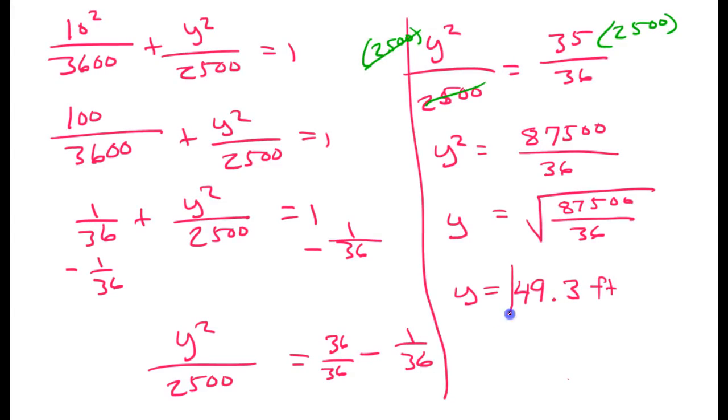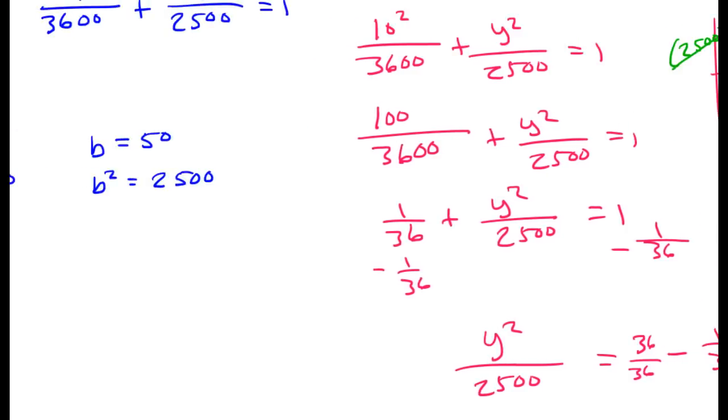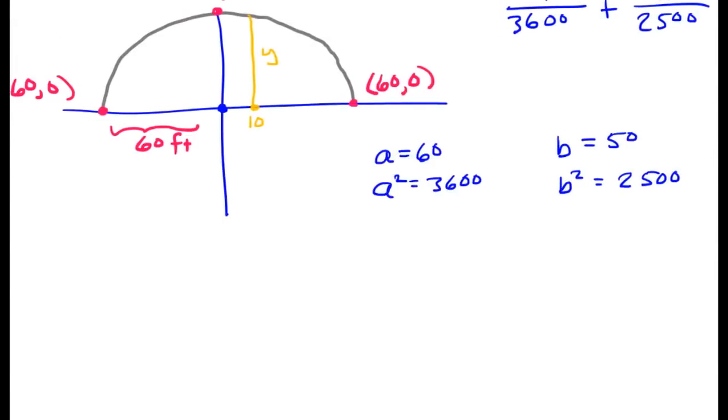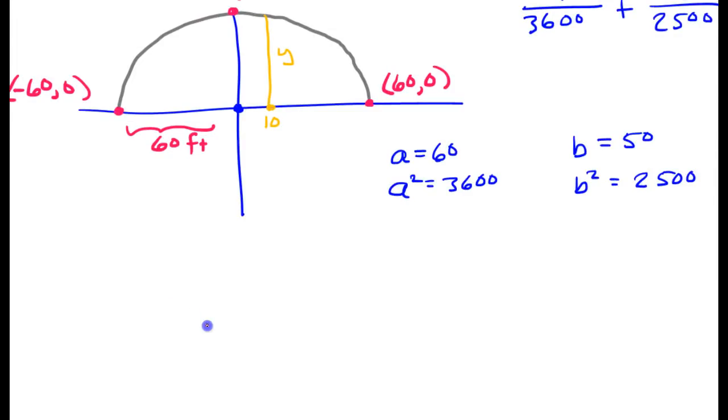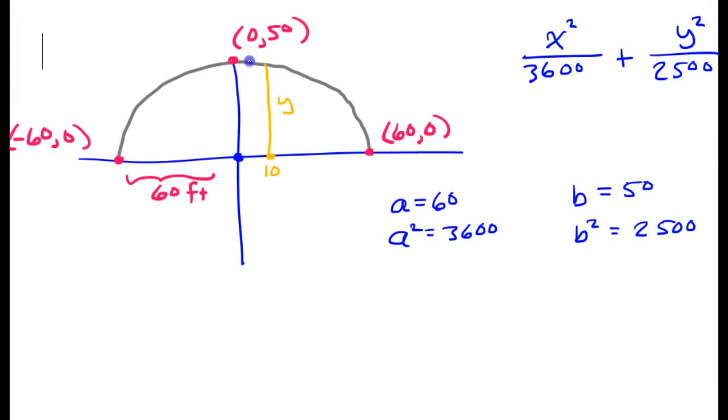So that's the answer. All right, that is the height of the tunnel 10 feet away from the center. That does make sense because the maximum height is 50, and we're just a little ways away from the center. So it would make sense that it should be just a little bit less than 50. So 49.3 is a reasonable answer.